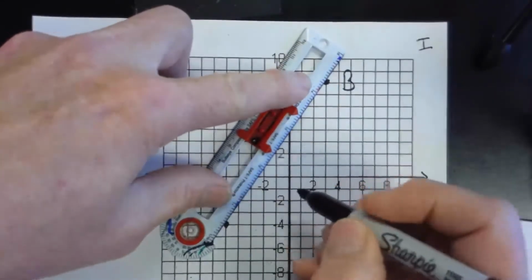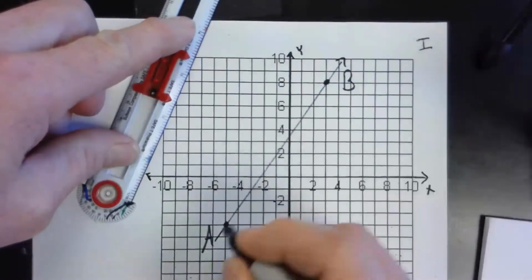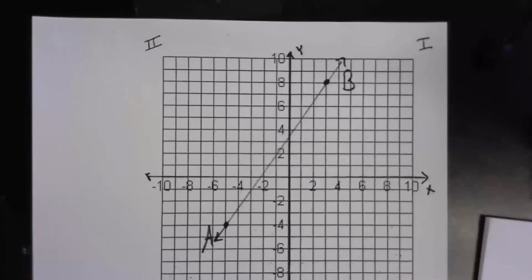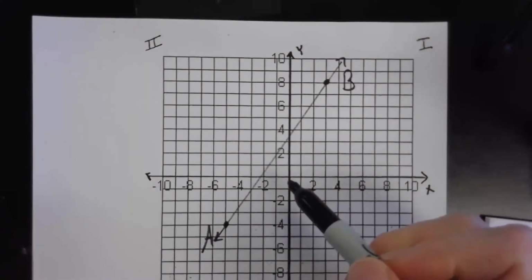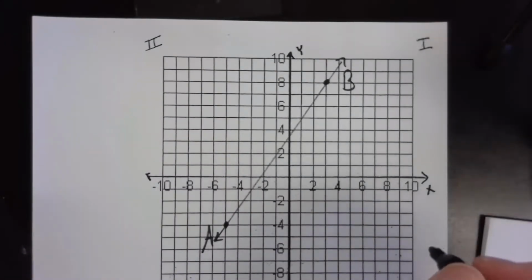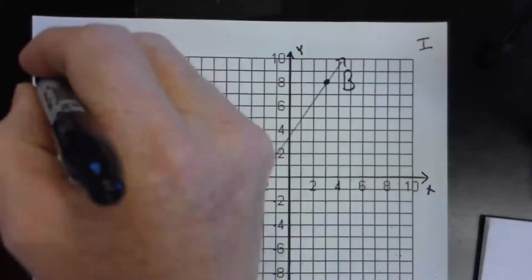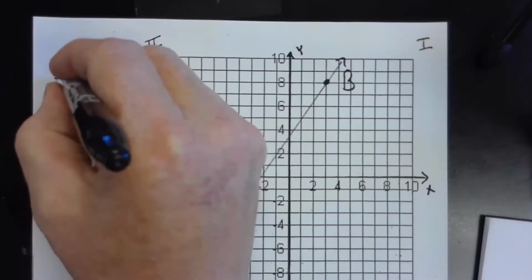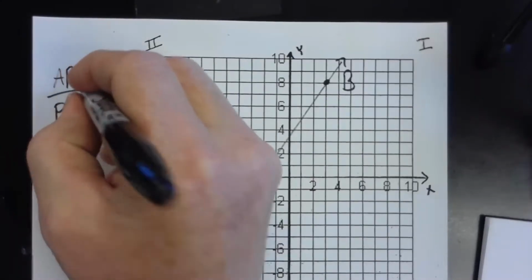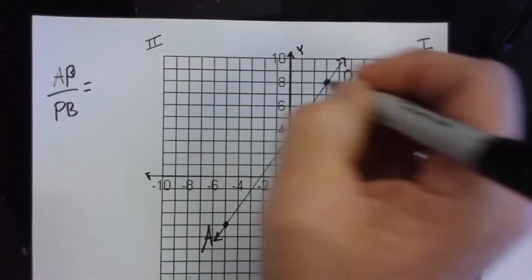So what do I mean by directed segment? It means I'm starting at A and I'm going to B. Kind of like a ray, only I'm not going through B forever. I'm stopping at B. Okay, but it means we have a definite starting point and a direction. Okay, so this time I got to count. This time I want the ratio of AP to PB to be 3 to 1.